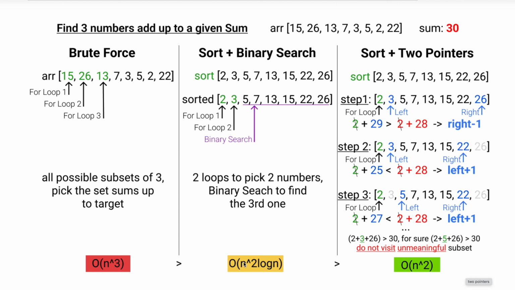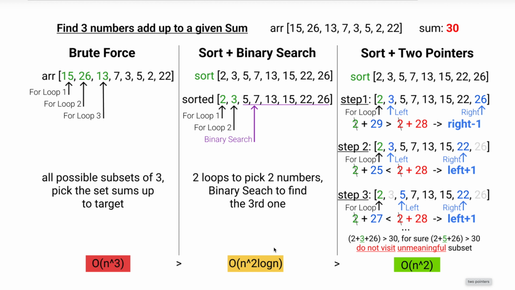Next, we have a more efficient method. Because we see that brute force is O(n^3), we immediately think about sorting and binary search. So we sort the array, that's gonna take O(n log n). And we're gonna use two loops to pick the first two numbers, and then we're gonna use a binary search to find the third one. So that's gonna give us O(n^2 log n) time complexity. This is better than O(n^3).